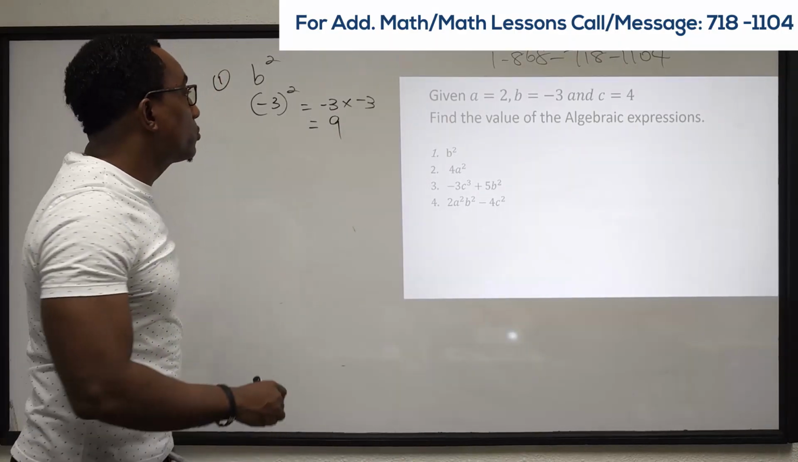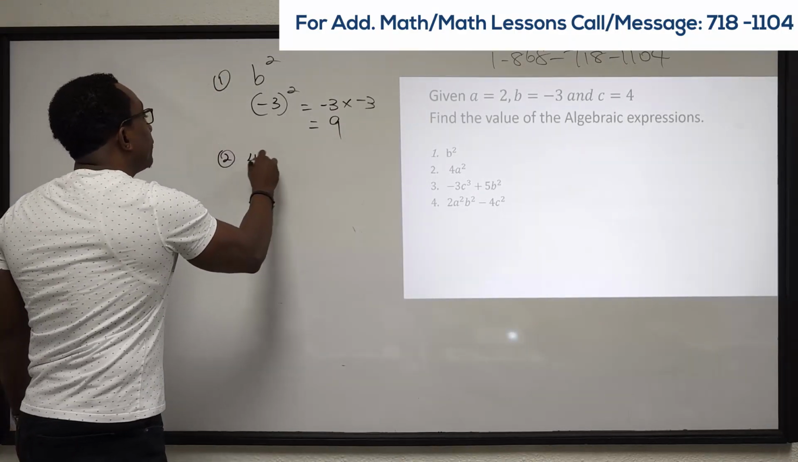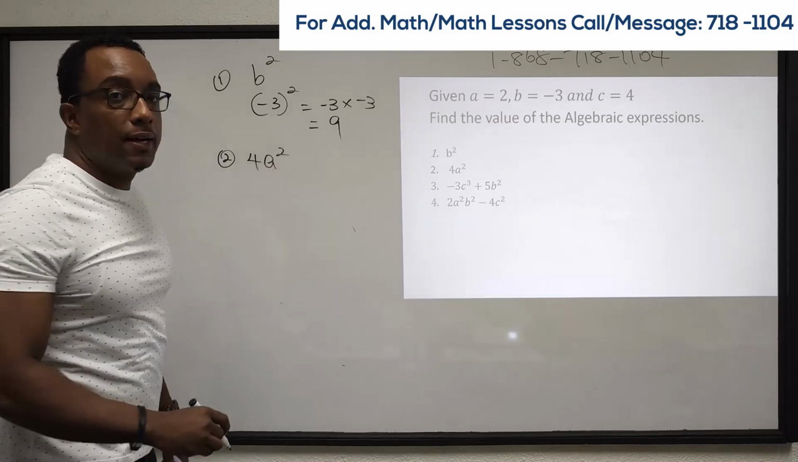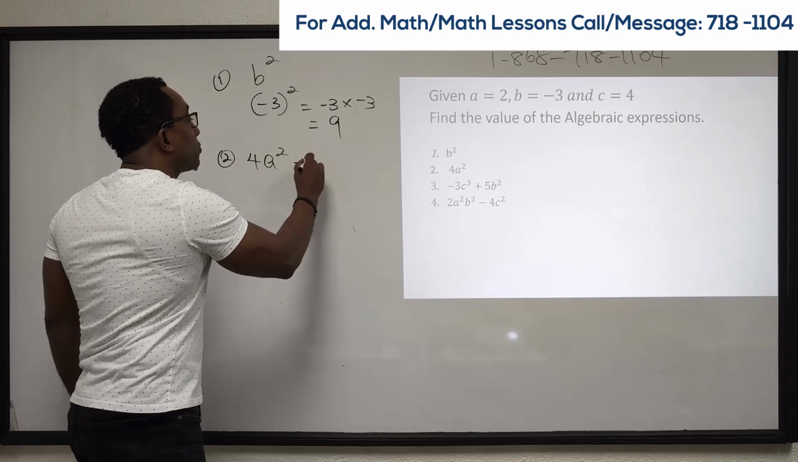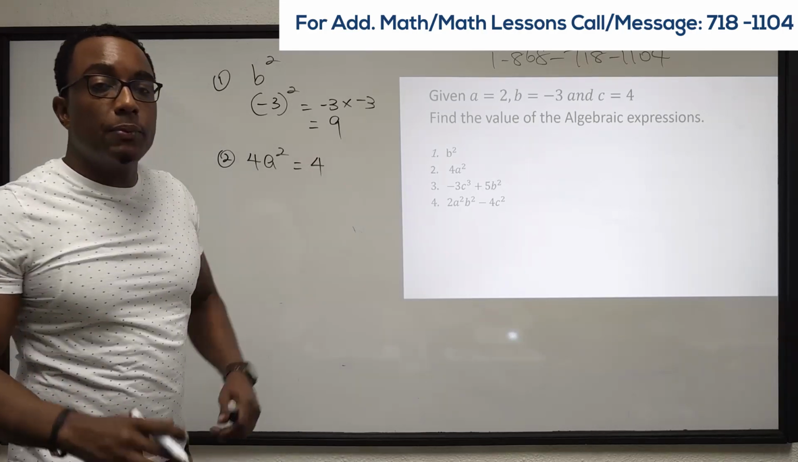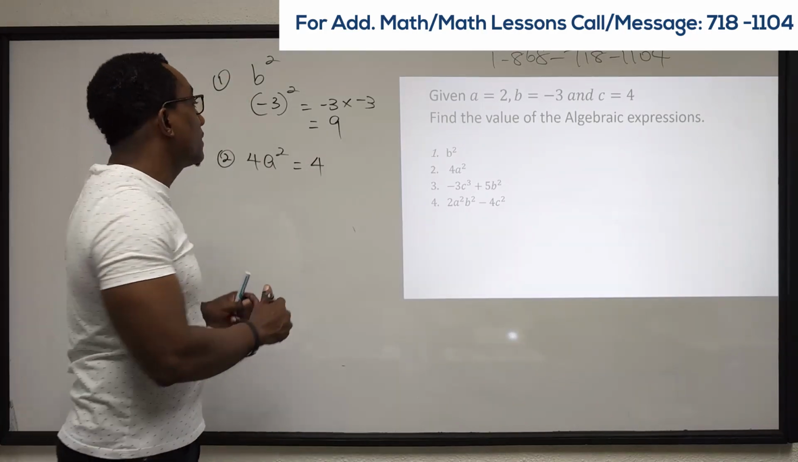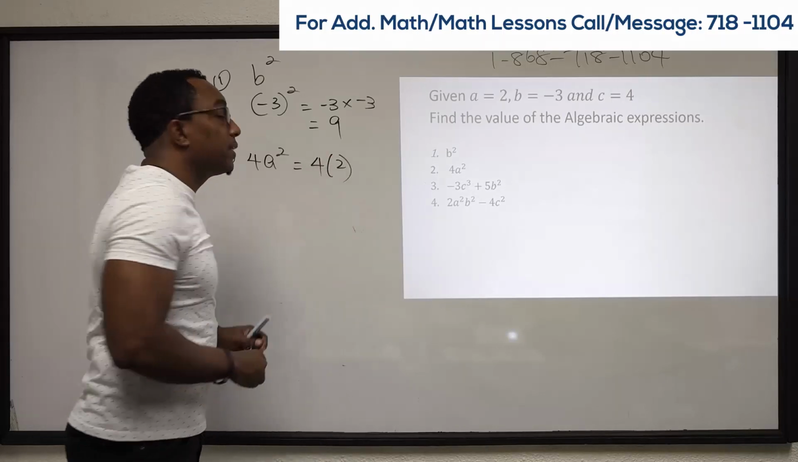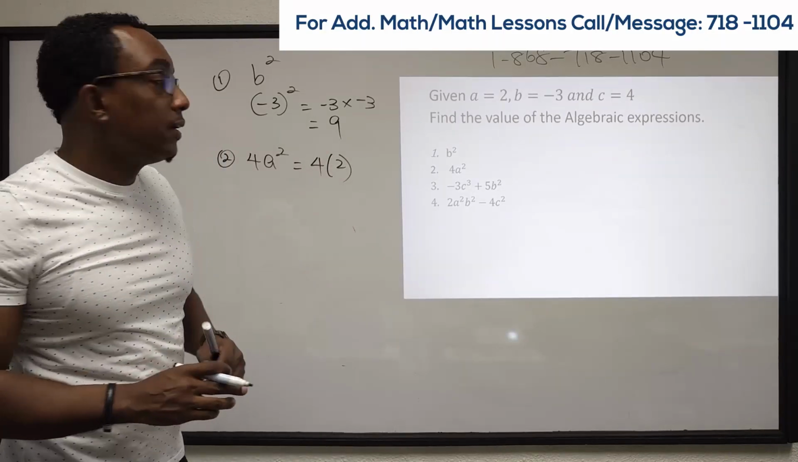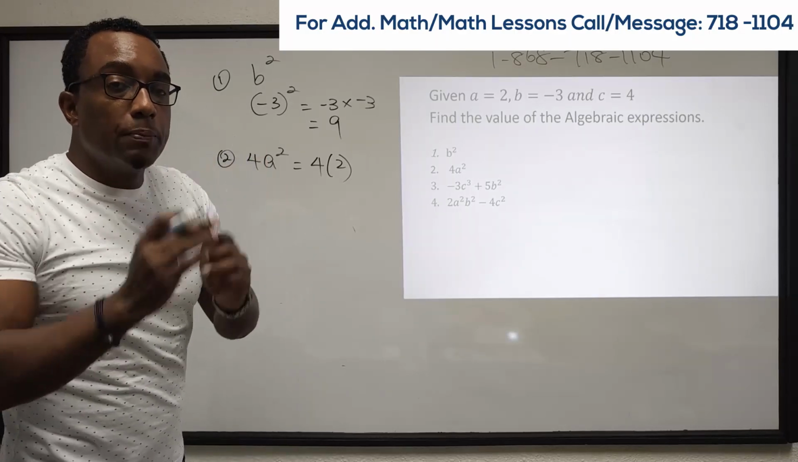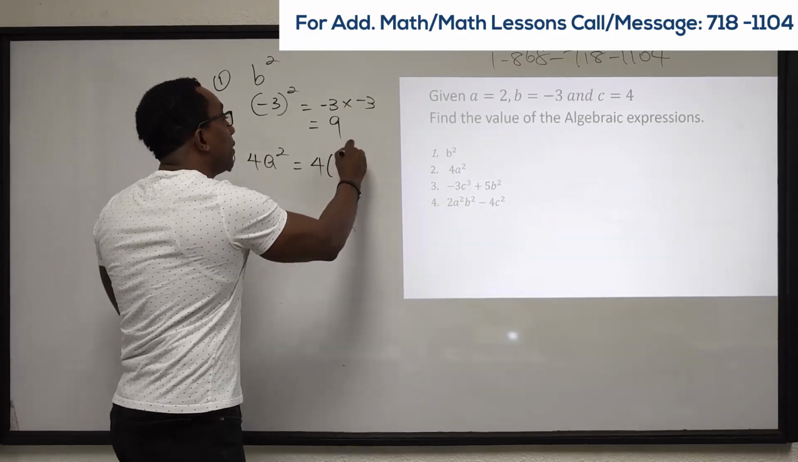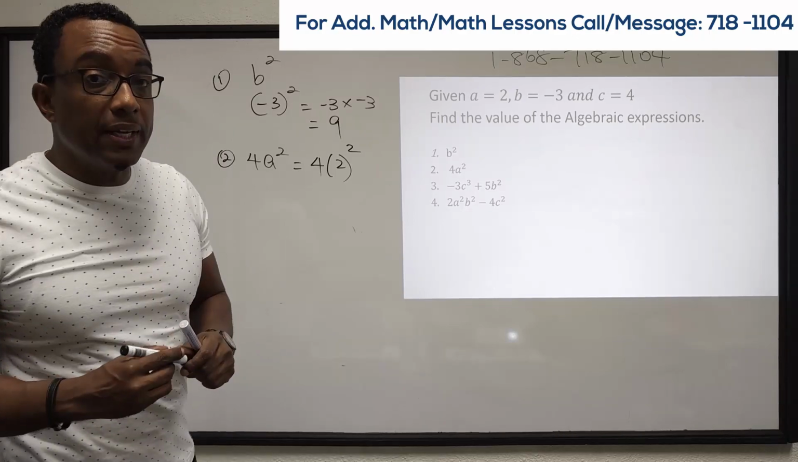So let's look at 2, 4a squared. Again, we replace a with 2. So this will be written as 4, and we replace a with 2. We make sure 2 is placed within brackets to separate it from our 4 in front of our a squared. So when we replace that a with 2, we put 2 in brackets raised to a power of 2. And we have to be very careful here.